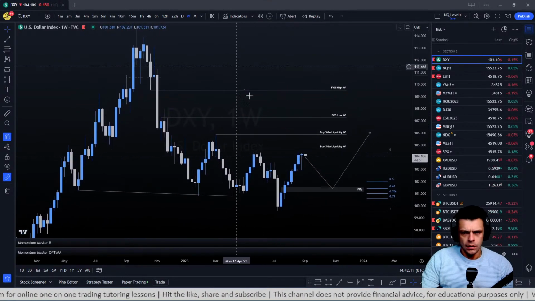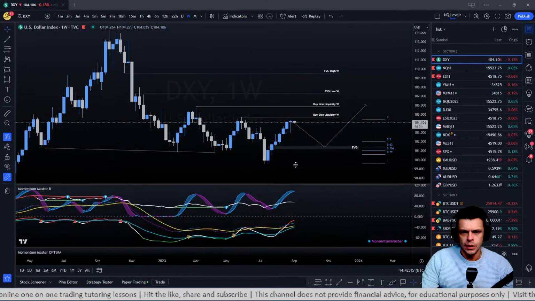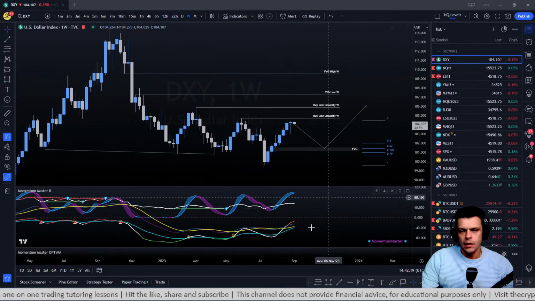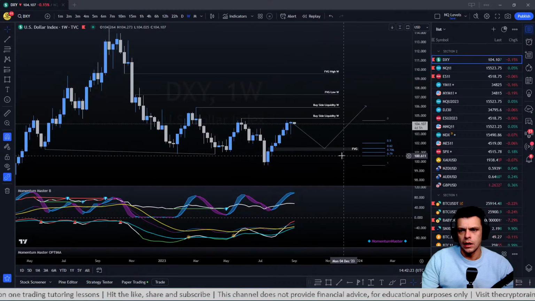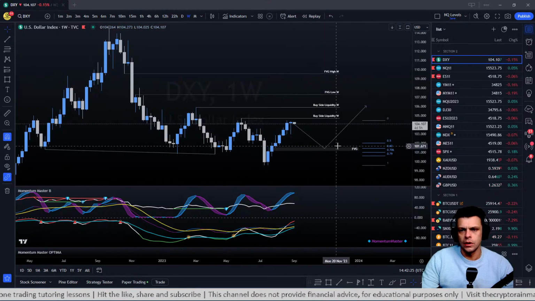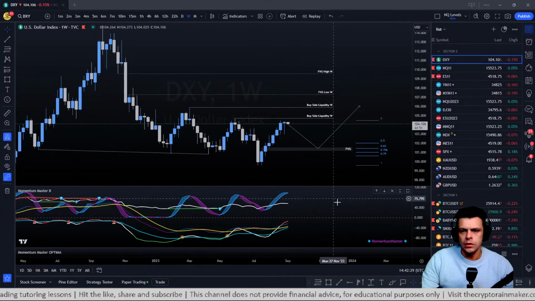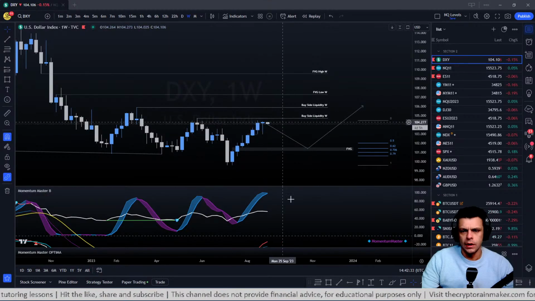Okay, I think that is pretty good for the weekly chart. Let's have a look at the Momentum Master B. So this kind of aligns with this idea, a retrace back into discount, into this imbalance towards the Fibonacci 618. Stochastics RSI looks like it is about to flip bearish on the next candle print.